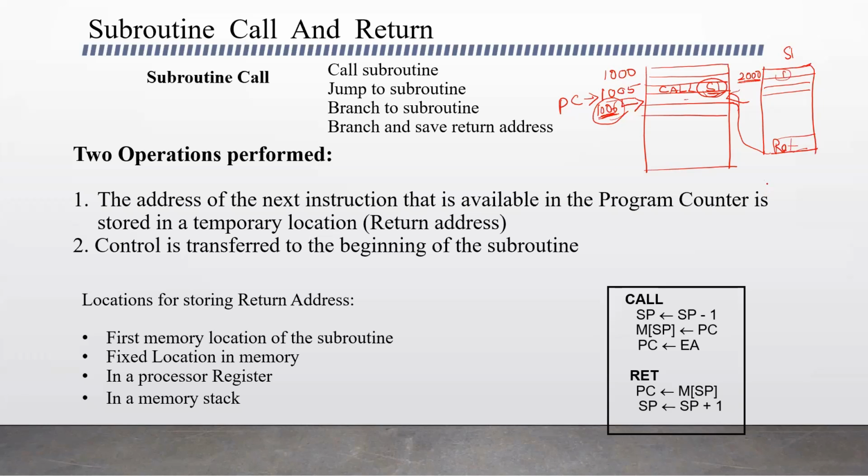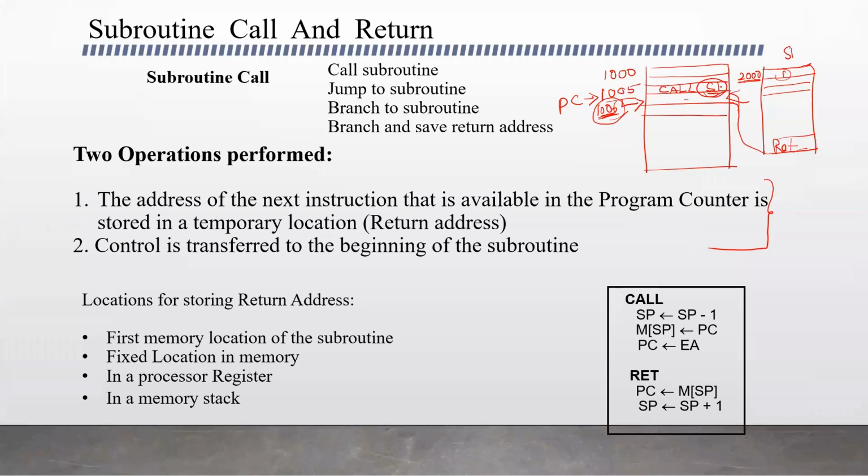So these are the two main operations that are done when we call a subroutine, to execute those instructions and return back to the main program. We have seen in the first step that the address in the program counter, the return address, needs to be stored in a temporary location. So what would be the temporary location to store that address? It can be stored in the first memory location of the subroutine.